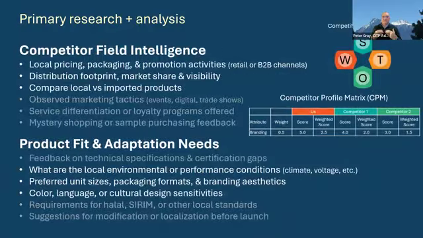We're also able to gain competitor intelligence by being in the marketplace. We're able to do a number of observations. We can look at local pricing, packaging, promotional, and marketing activities. We're able to define the distribution footprint, market share, visibility, overall presence in a market, and we're able to firsthand compare local and imported products.